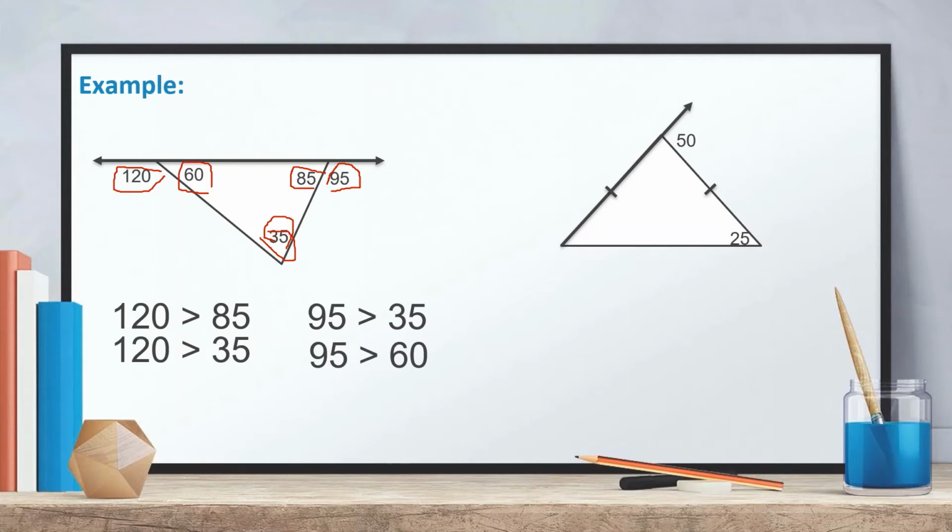On the last figure that we have, since we have here an isosceles triangle, this angle also measures 25. So, 50 as our exterior angle is greater than 25.